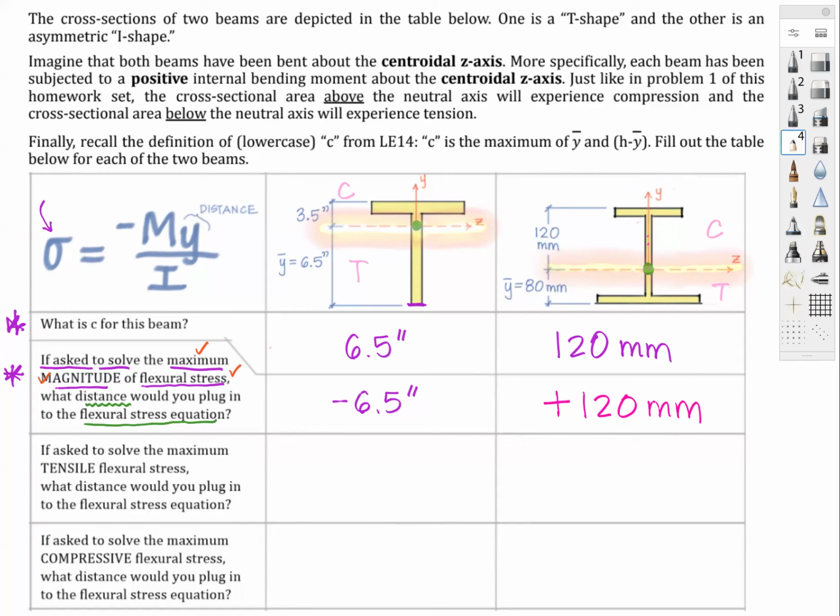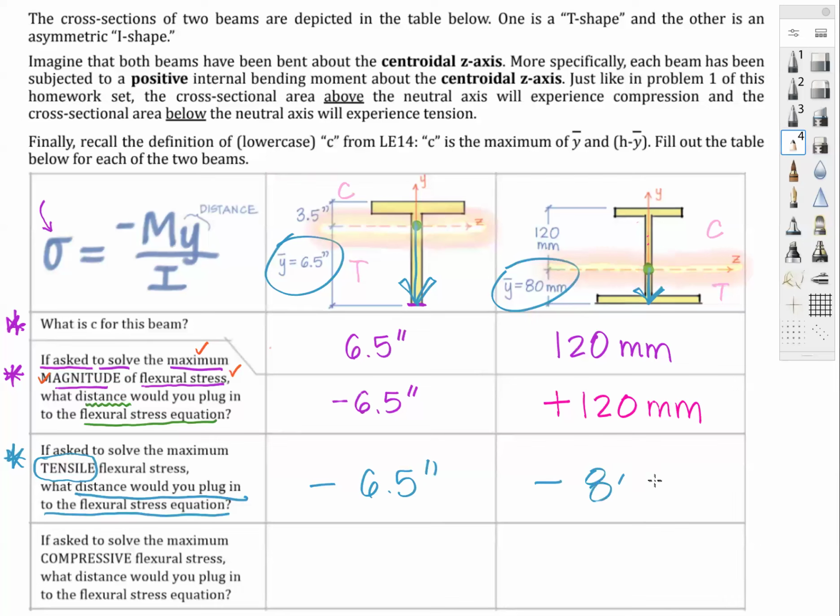Okay, let's read the next prompt. It says, if you're asked to solve for worst case tension, what distance would you plug in to the flexural stress equation? All right, distance for maximum tension. Okay, so this is asking about the bottom fiber of both of these cross sections. So I want to start at the centroid, measure down to the bottom fiber. So these are both going to have a negative sign. Okay, so how far do I go? 6.5 inches in the negative y direction, 80 millimeters in the negative y direction.